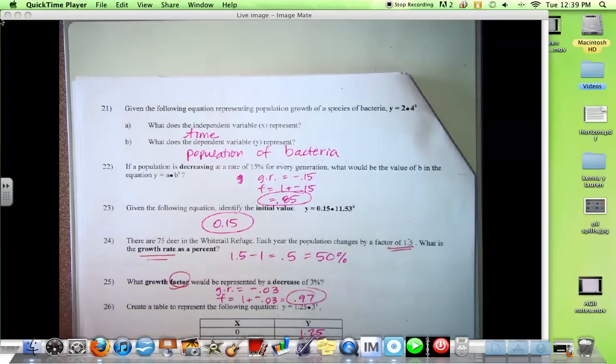What does the independent variable represent? It is the time. It could have been the number of shakes. B, the dependent variable, is the population of bacteria or the total population. 22, what would be the value of B in the equation?